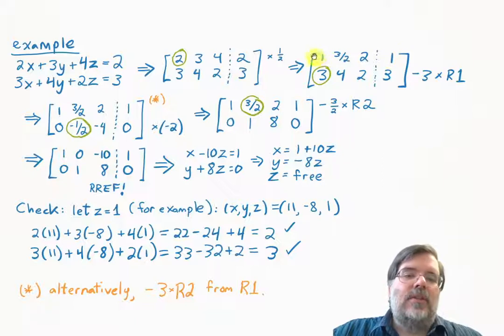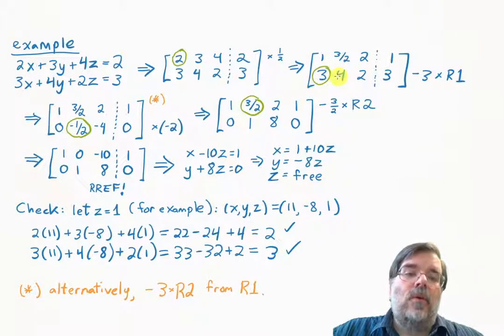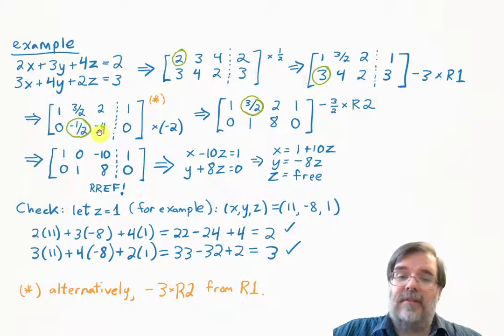All right, next, use this 1 to zero out the number below it. So we can subtract a multiple of this first row from the second row. What we'll do is the second row minus 3 times the numbers in row 1. So 3 minus 3 times 1 is 0. 4 minus 3 times 3/2 is negative 1/2. 2 minus 3 times 2 is negative 4. And 3 minus 3 times 1 is 0. And so this is definitely getting simpler.